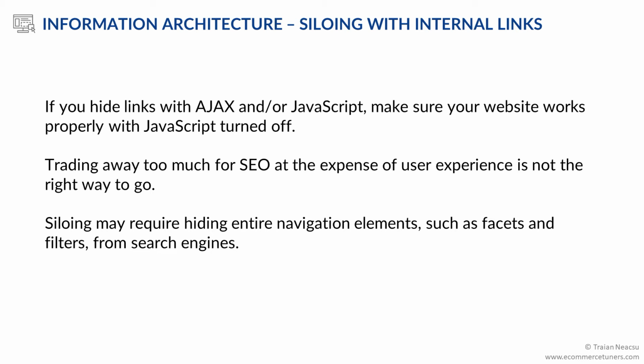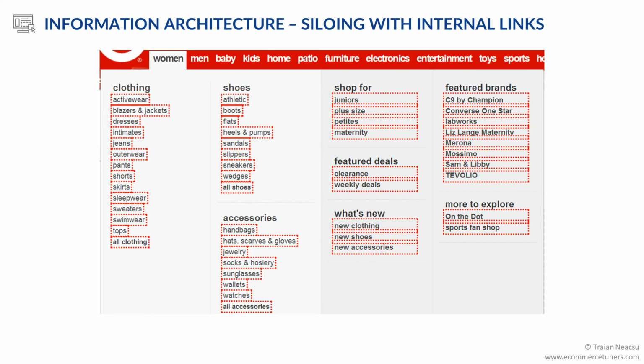Remember, trading away too much for SEO at the expense of usability and accessibility is not the right way to go. Siloing may require hiding entire navigation elements, such as facets or filters, from search engines. In this image, you can see how only the top-level categories and the immediate next hierarchy level of subcategories pass authority through links. All the categories marked with a red border are nofollow links. This is a very bold and most likely bad SEO approach to handling primary navigation menus.